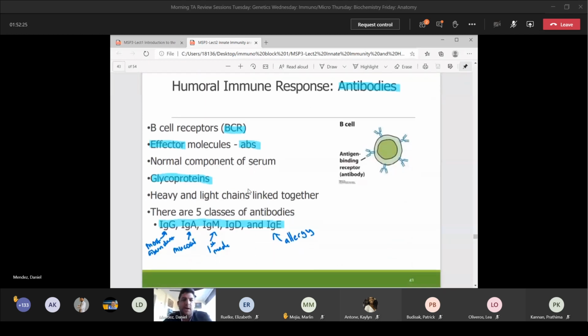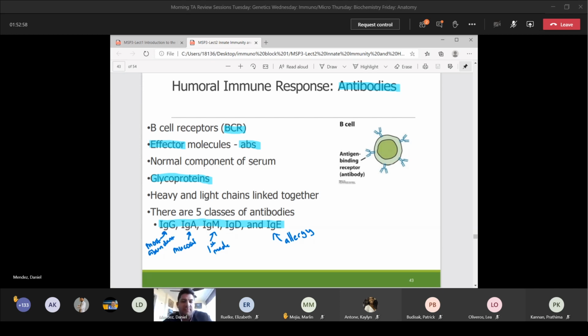So our antibody response, our humoral response, the antibodies are also known as BCRs, which is B cell receptors. They are effector molecules because they actively attach onto the antigen and cause something to happen. So whether they're going to attract other things or whether they're going to actually induce something to occur, they do actually do action in the immune system. They are glycoproteins. We'll go through it. The heavy and light chains are linked together. We're going to kind of go through which chain is which.